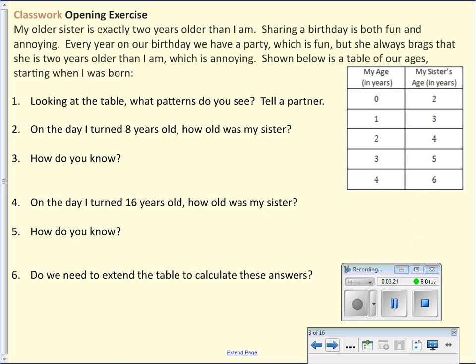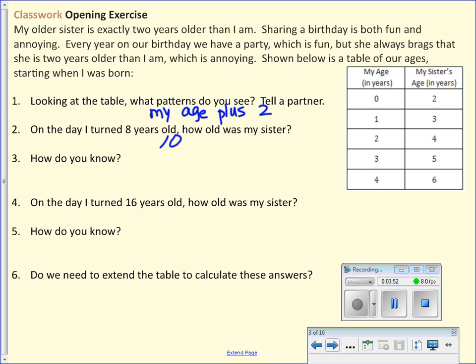So what is the relationship between the two ages in all of the rows? +2. So it's my age +2. I'm simplifying. So when I was 8, how old was my sister? 10. How did you know? Because she's always 2 years older.